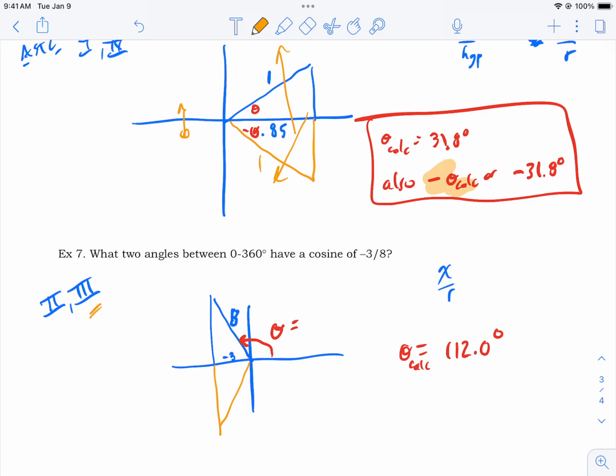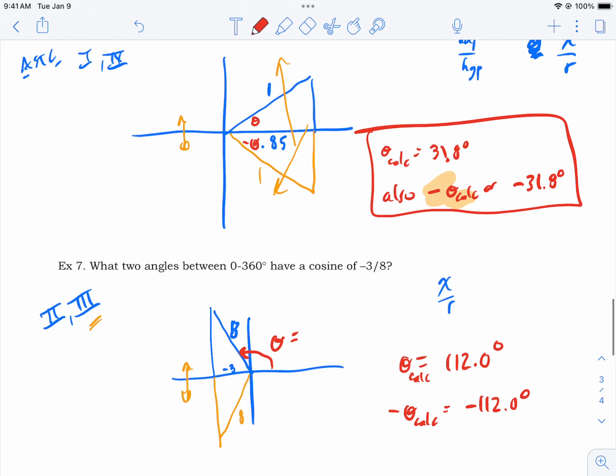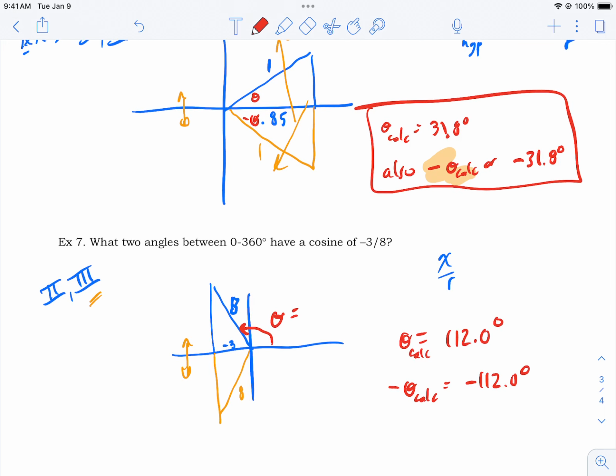And you just do the old reflection over the x-axis this way. And that'll be a negative 3, that'll be an 8. And now this angle here, what is this angle? Well, I was saying that you could do negative theta calc, which would be negative 112.0 degrees. And you could. Oh, you know what? I'm falling for a trap here. Whoa, because it says angles between 0 and 360. That's not between 0 and 360.